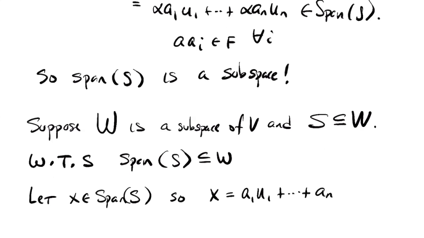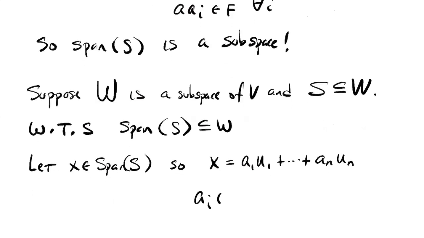Coefficients are called A's, the vectors are called U's. Some linear combination. These A's come from F, the U's come from S. But every one of those U's is also an element of W because S is a subset of W. Every element of S is in W. So if U_i is in W, say let's pick on U1, then so is A1 times it because W is a subspace.